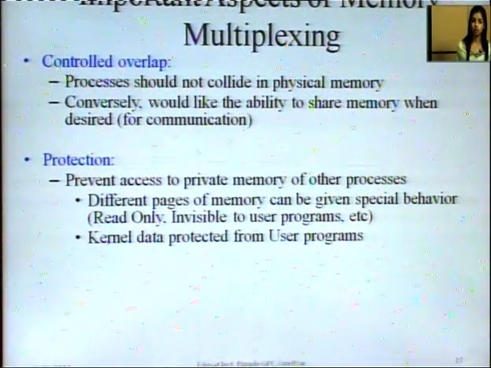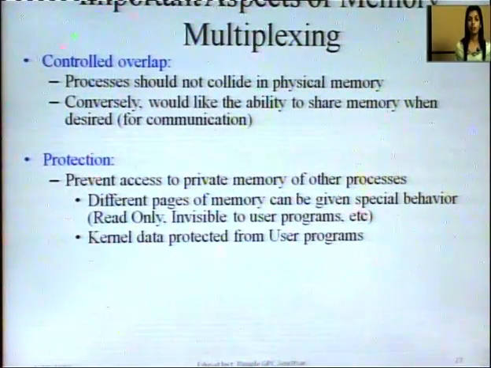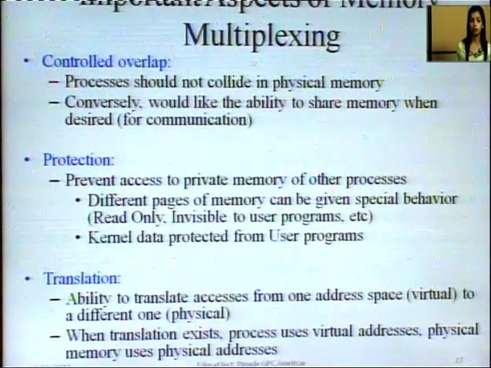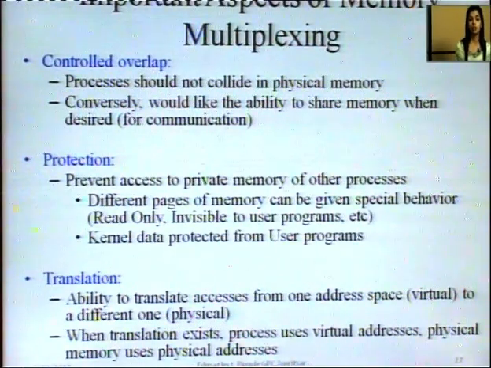Second is protection. While they are sharing memory and the physical memory is allocated, protection is important so that each and every process is executed simultaneously and independently without collision. Third is translation: the ability to translate accesses from one address space to a different one. That means virtual address to physical address. When translation exists, the processor uses virtual addresses, and the physical memory uses physical addresses.